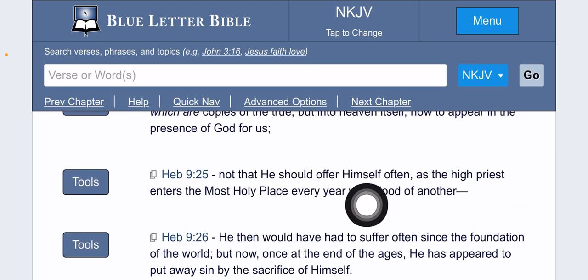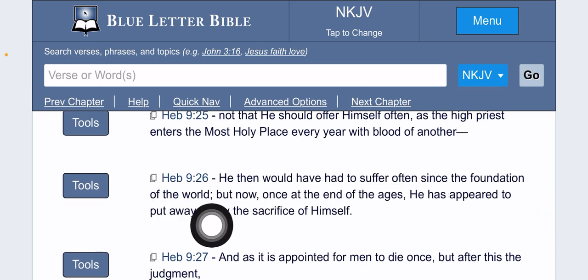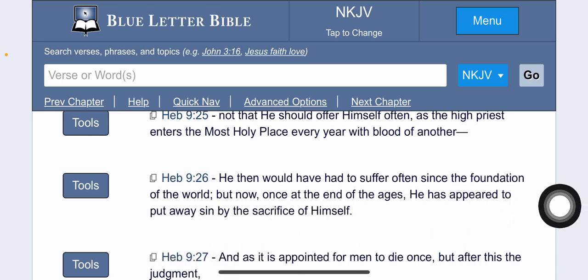Not that he should offer himself often as the high priest enters the most holy place every year with blood of another. He then would have had to suffer often since the foundation of the world. But now, once at the end of the ages, he has appeared to put away sins by the sacrifice of himself. So you see, the high priest in the past needed to go there once every year to offer these sin sacrifices for the whole of Israel. But Yahawashi wouldn't have to suffer all these things.